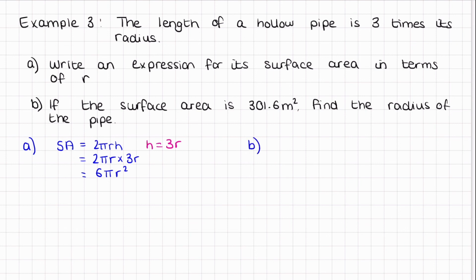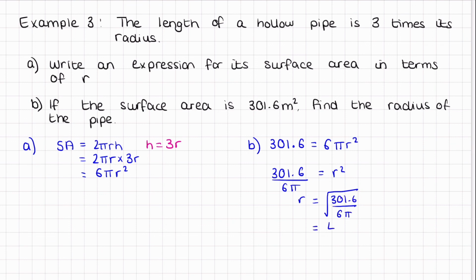B, if the surface area is 301.6 metres squared, find the radius. So we know the surface area is 301.6, so that equals 6 pi r squared. So if we rearrange this, we'll have 301.6 divided by 6 pi equals r squared. So r will equal the square root of that, which equals approximately 4.00 metres. So for this question, you can just use NSolve on your calculators.